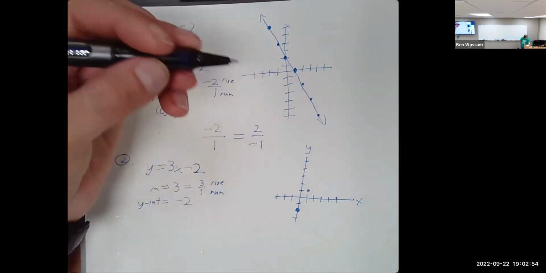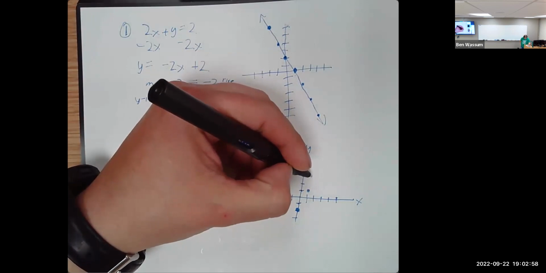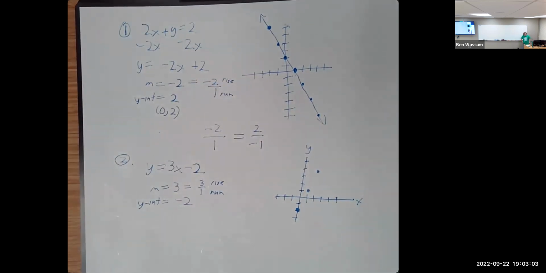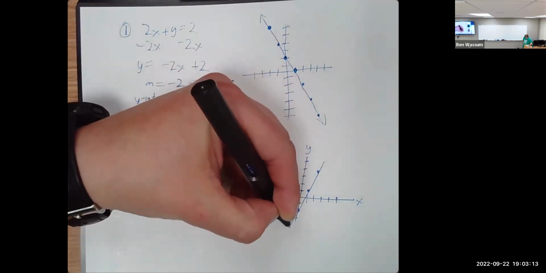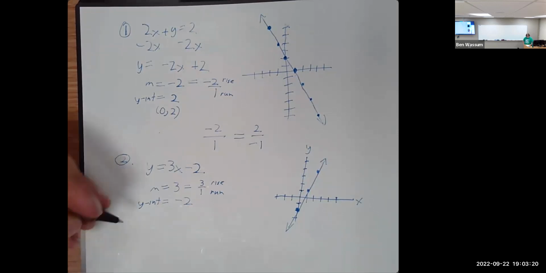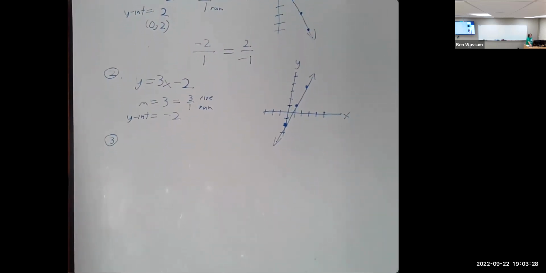You could draw a line between these now. If you're worried about it being perfectly straight or anything, you can go up 3 again and over 1 as many times as you need to. Doesn't matter. You could do it once, twice, or 6 more times. As long as you have enough to draw a nice smooth line between them, you are good. Not too bad, right?